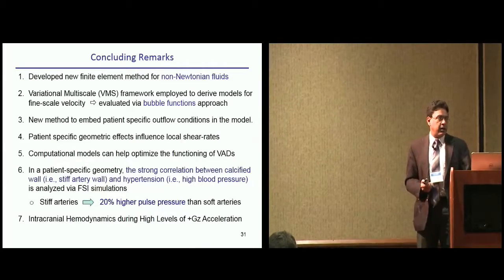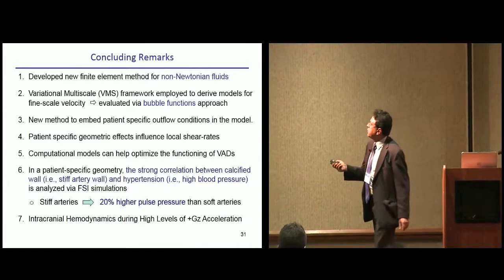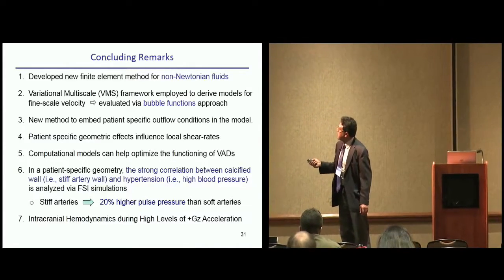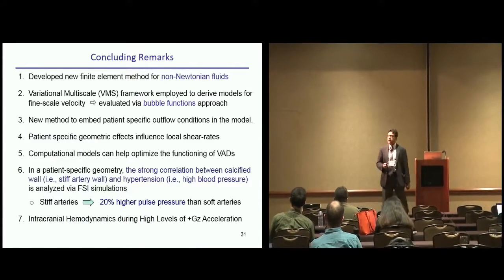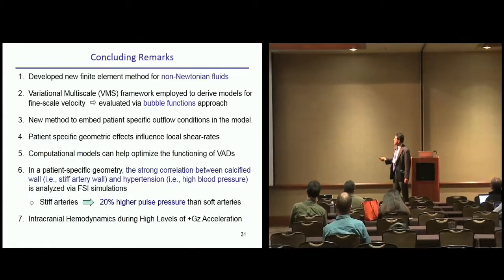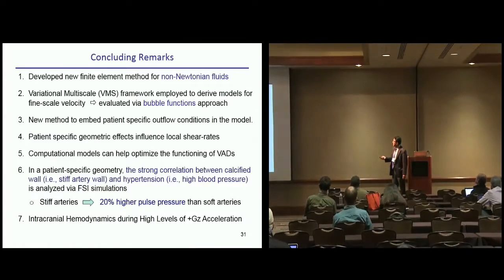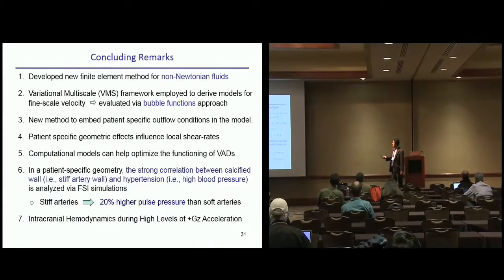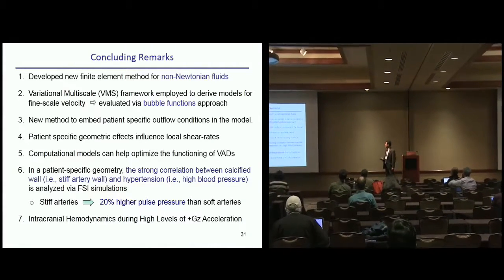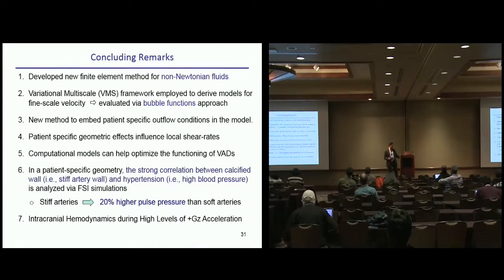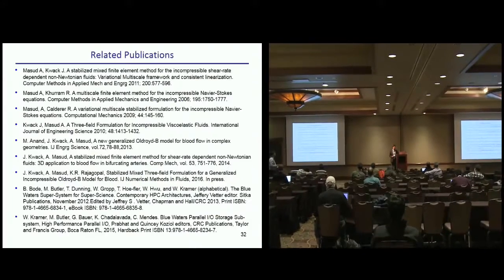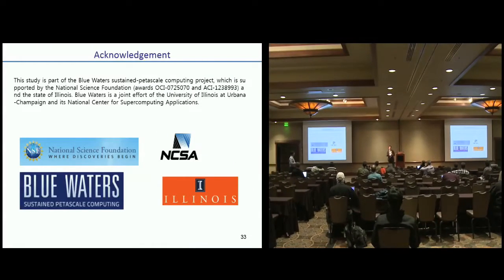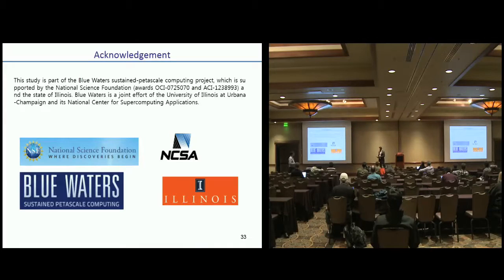With that, I would say, we have showed you some non-Newtonian models, new methods and patient-specific outflow conditions. This was one of the important things that we were able to develop this year. I've shown you in the case of hypertension, we can model, in the particular case that I showed you, there was 20% high pulse pressure. We are also looking at intracranial hemodynamics and its effects on consciousness. And publications. Finally, I want to again thank Blue Waters and NSF for their support of this work. Thank you.